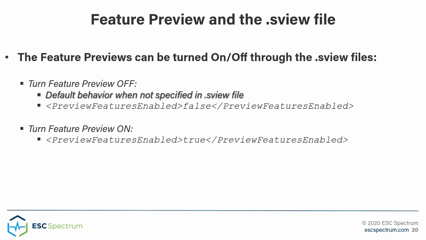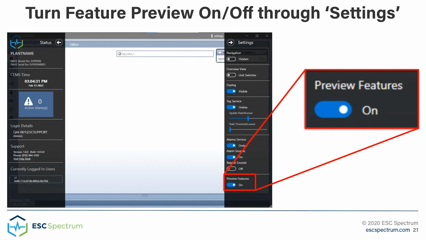There's a couple different ways to have the preview features on. In that SView file, you can add this additional node, preview features enabled, true or false, or when you're in the main application, you can click the settings flyout, and now there's this new checkbox down at the bottom right for preview features. When preview features is on, you have access to a lot of the beta stuff that we're introducing.